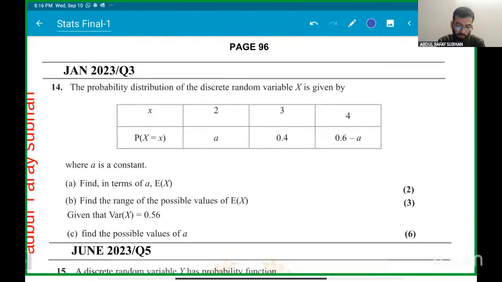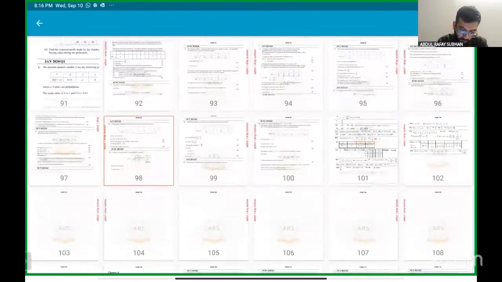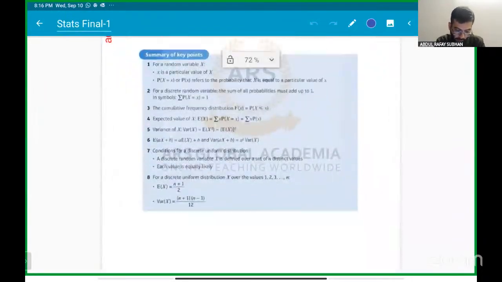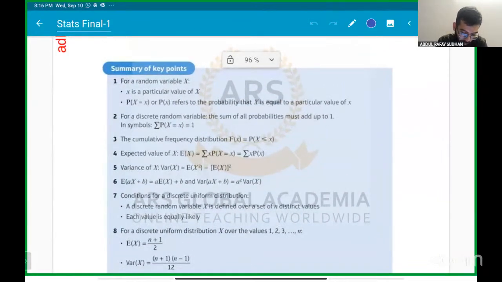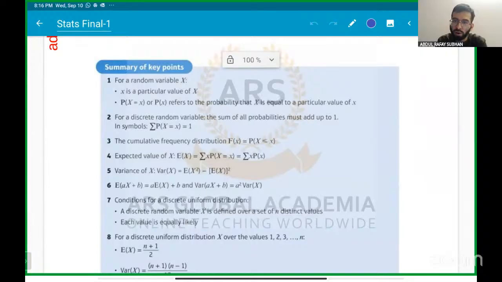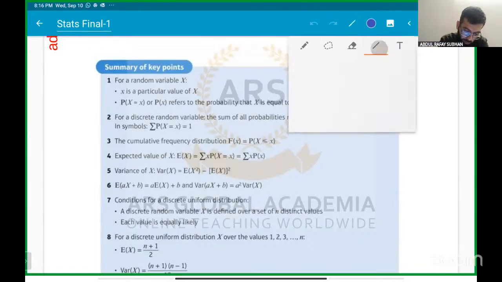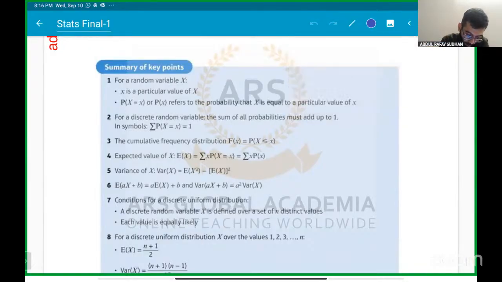Let's get started. The topic of discrete random variables covers how to get the mean and variance, and also applies coding as well. We need to understand from the basic principle, students, that the total sum of the probabilities for this chapter always adds up to one.